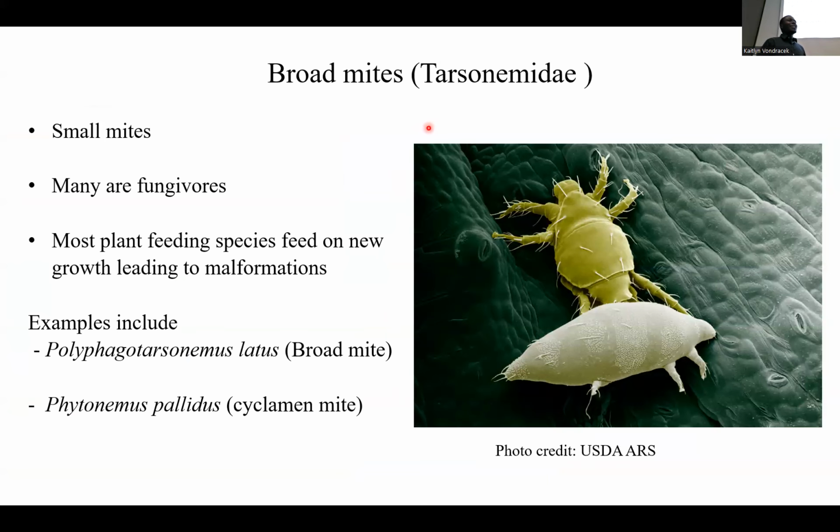So the broad mites, on the other hand, are another group that I'd like to talk about. They're really small, really small. And the first time, if you don't know them and you see them, you can think that they're fly larvae. Many of them are actually fungivorous, meaning that they feed mainly on fungi. But those that do feed on plants cause these malformations, especially in the growing tips of the plant. And two examples that I pulled out that we have in strawberries are Polyphagotarsonemus latus, which is a broad mite, and Phytonemus pallidus, also known as the cyclamen mite.